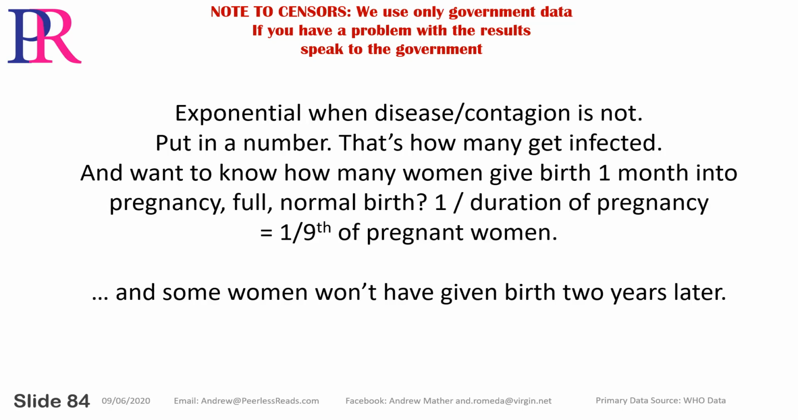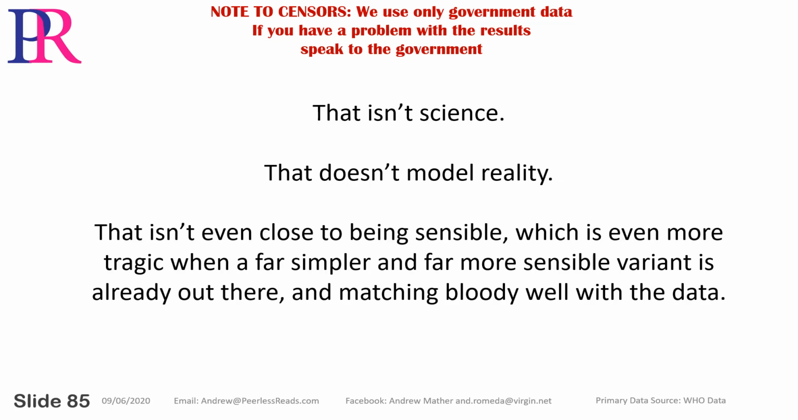Exponential when disease contagion is not. Put in a number, that's how many get infected. And want to know how many women give birth 1 month into pregnancy? Full normal birth, 1 over the duration of pregnancy equals 1/9 of pregnant women. And some women won't have given birth 2 years later. That isn't science. That doesn't model reality. That isn't even close to being sensible, which is even more tragic when a far simpler and far more sensible variant is already out there and matching bloody well with the data.